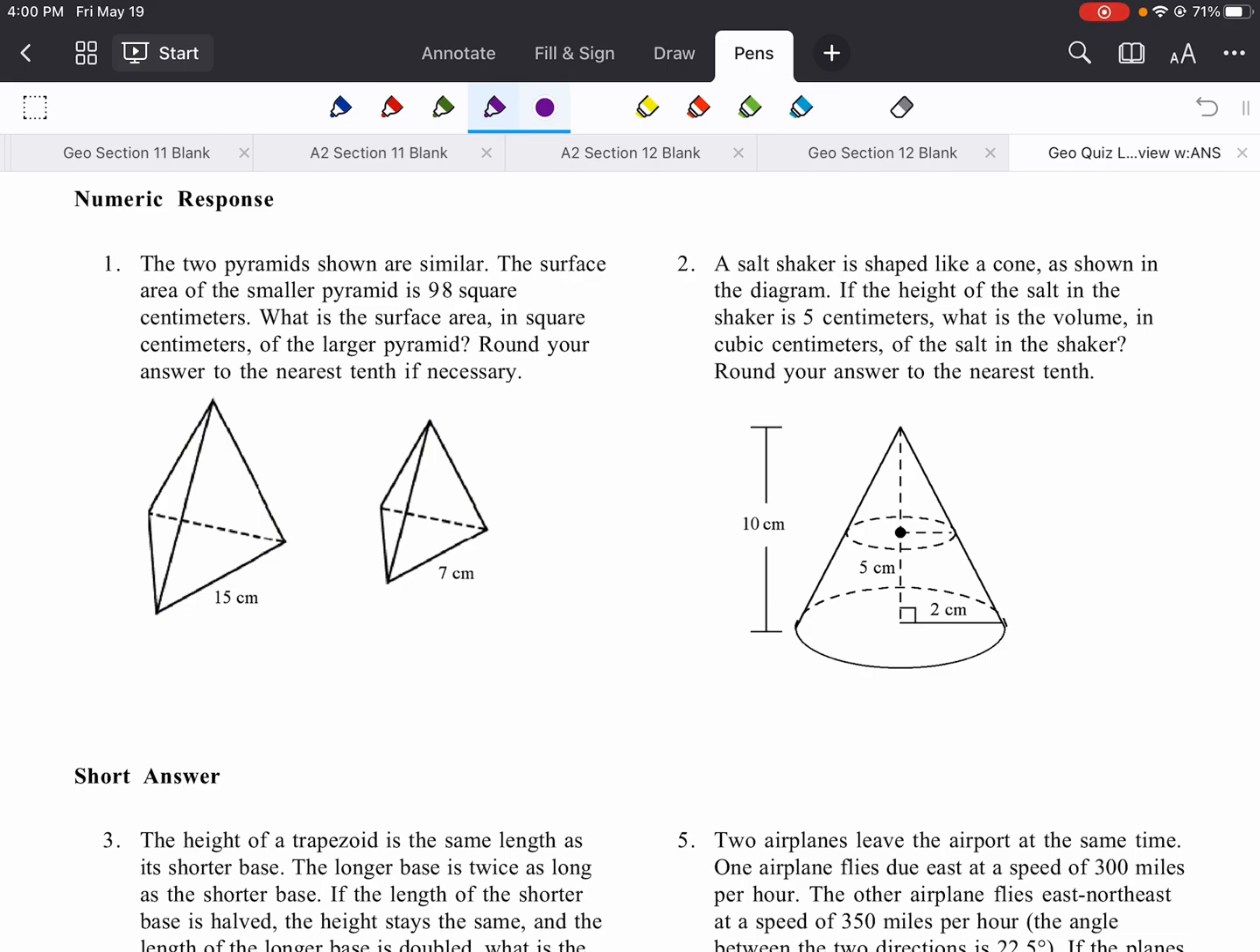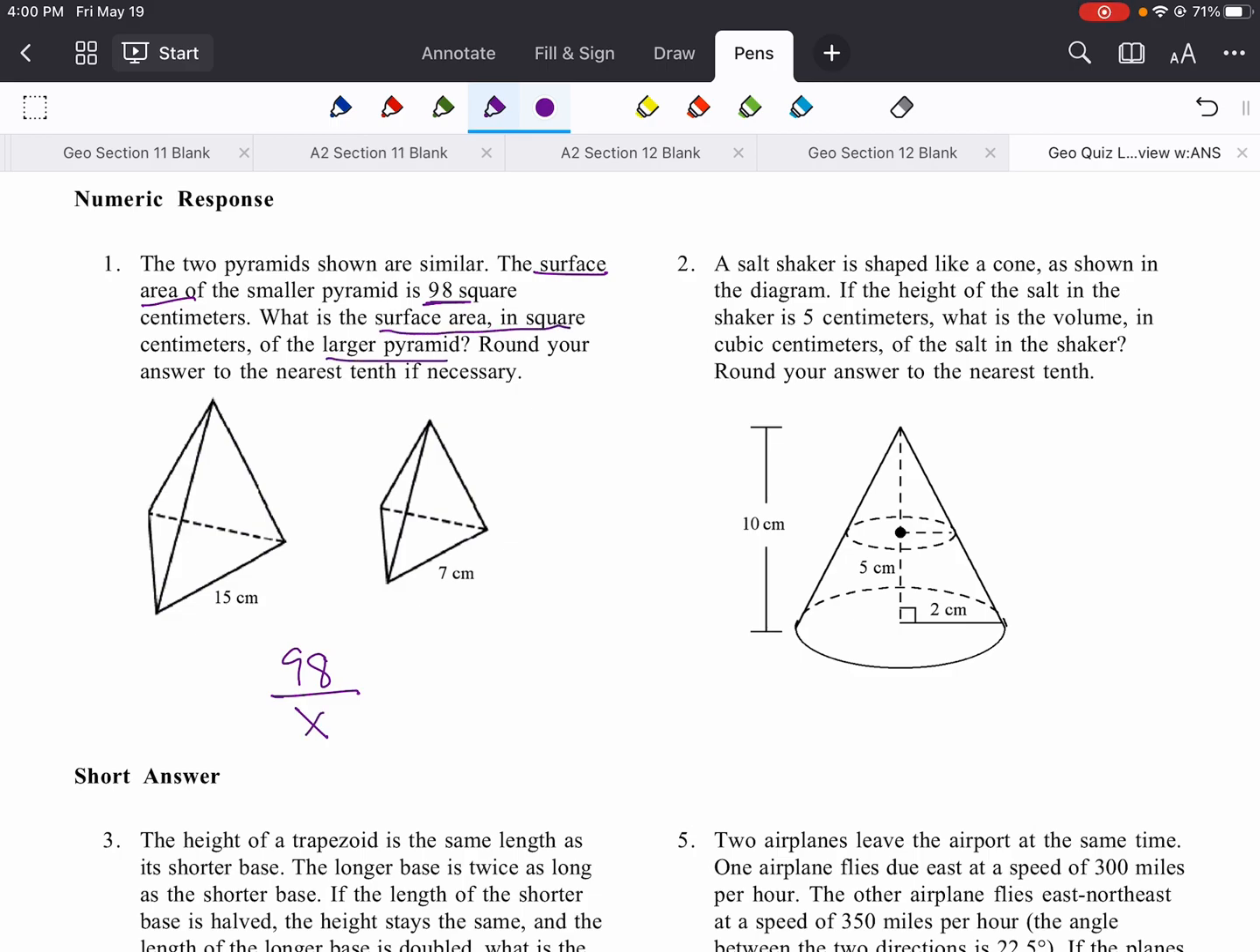Number one, okay, you've got a small pyramid and the surface area. That's kind of the thing to identify here. Surface area is 98. Now, I don't know anything about the dimensions of the other parts of this. I don't need to know it because all I'm doing is using 98. And you could do this as a proportion if you want. So you could say the smaller surface area is to the larger surface area. We'll say that is X, the thing you're trying to find. What's the surface area of the larger pyramid?